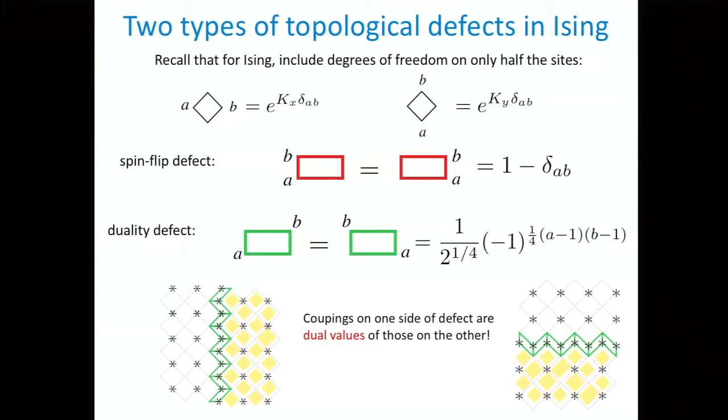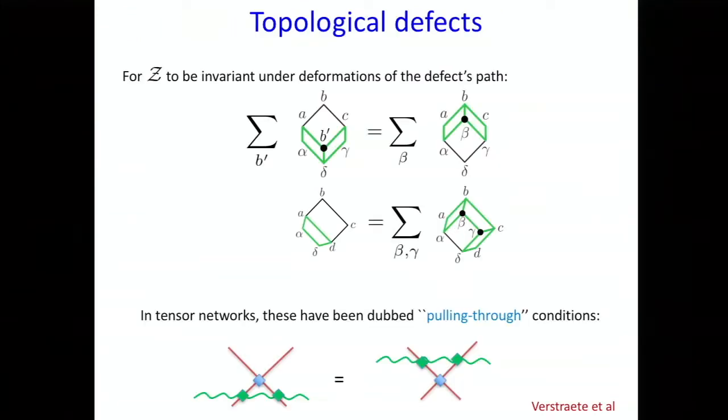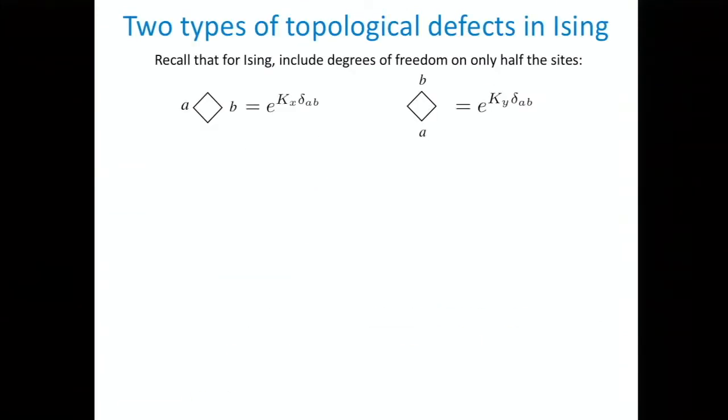Let's draw a big picture. The stars just label where the spins are, so we have them on half the sites. But when you have a defect like this, you've shifted the spins to living on the other sublattice. And you find, if you choose this weight, and if the weights on the other side are the dual of the original one, then it satisfies these equations. So this is a duality defect.